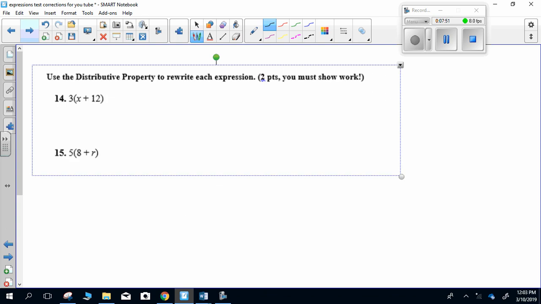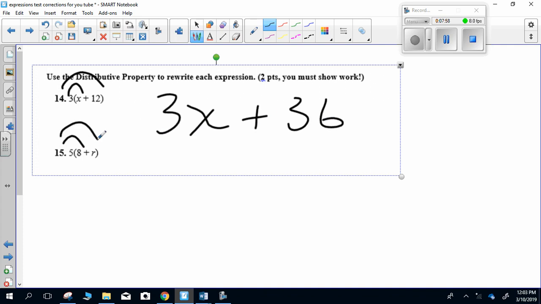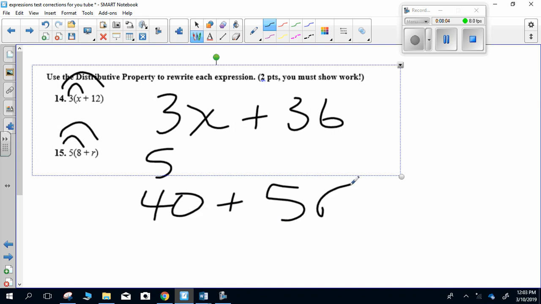Use the distributive property. Draw a rainbow to each term. 3x plus 36. Draw a rainbow to each term. 5 times 8, which of course is 40, plus 5r.